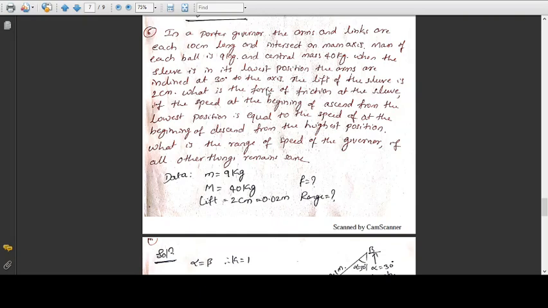So what is the force of friction at the sleeve if the speed at the beginning of ascent from the lowest position is equal to the speed at the beginning of descent from the highest position? And what is the range of speed of the governor if all other things remain the same? So here in this statement, he has given the mass of each ball and the mass of the central load as 40 kg, and he has given one more thing, that is the lift as 2 cm, and he asked us to calculate the frictional load and range of speed.